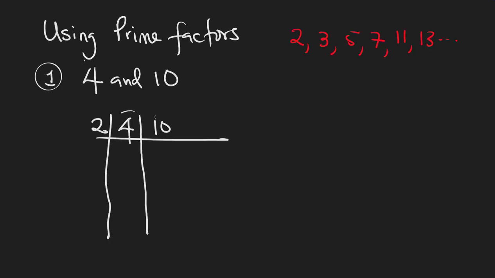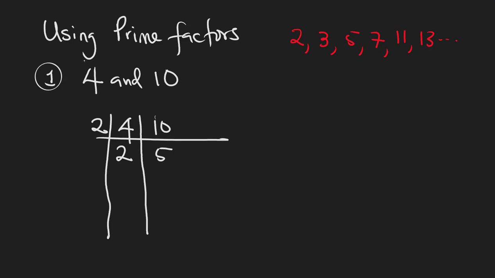4 divided by 2 is 2, and 10 divided by 2 is 5. So write 5 under 10. Remember, it's under that number, right?